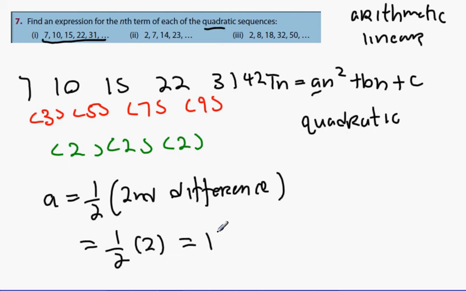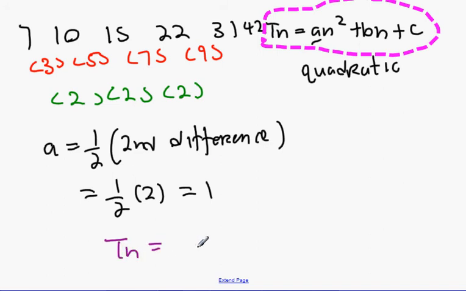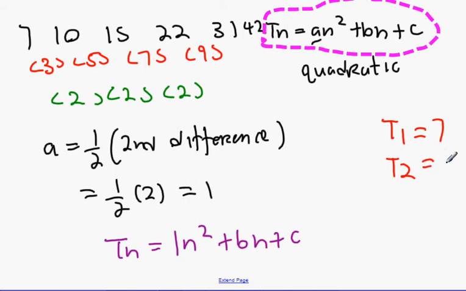Okay, now that you've done that, we now know our Tn formula here. What can we change a to? A is now 1, so now it's 1n squared plus bn plus c. What you need to do next is, you'll always use T1 and T2 for the most part. What does T1 equal? The first term is 7. The second term is 10.